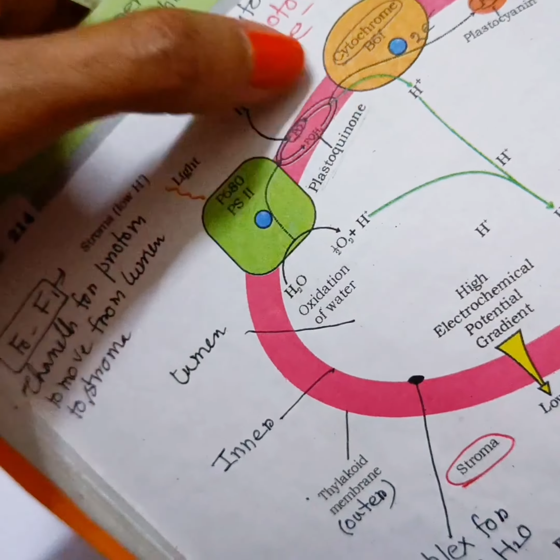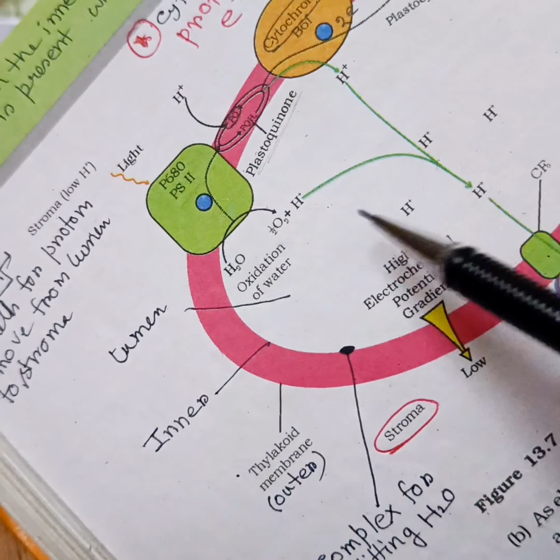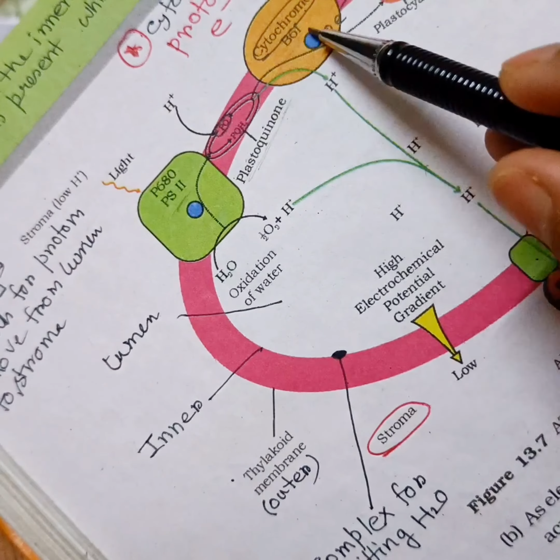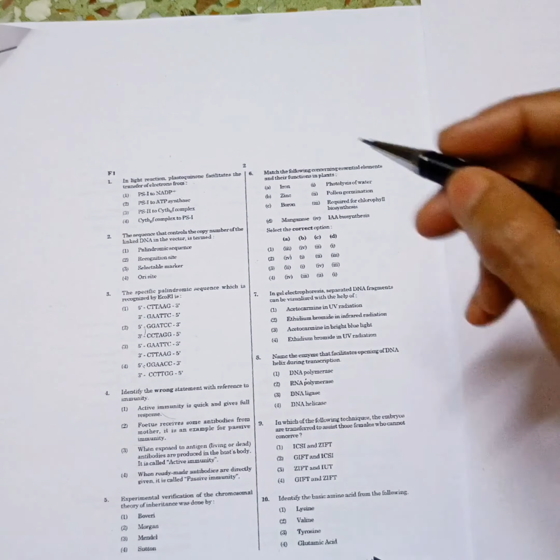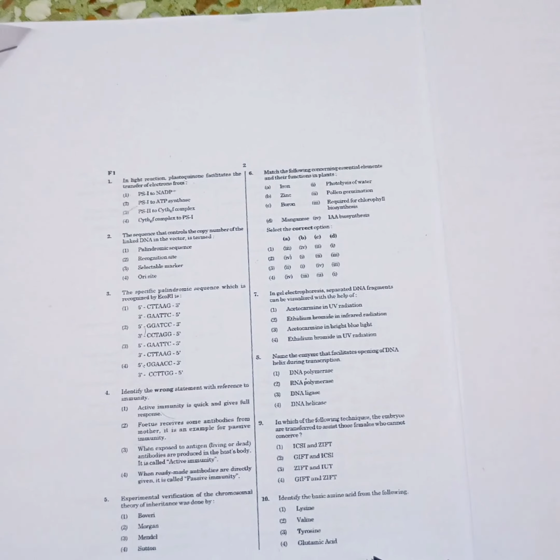So you can see plastoquinone, from PS2 to cytochrome b6f. So what will be the answer? The answer will be option 3, PS2 to cytochrome b6f complex.